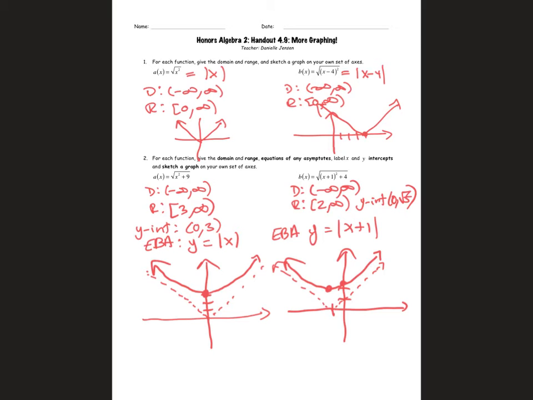Okay, so let's do something. Let's just do a couple more. And so you're going to find that in these two problems that I did, when I had something squared plus a value, notice that my graph was always above the EBA. Well, that's not always going to be the case. So let's look at when it is not above the EBA.